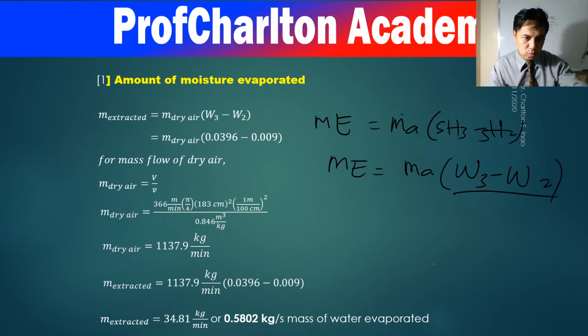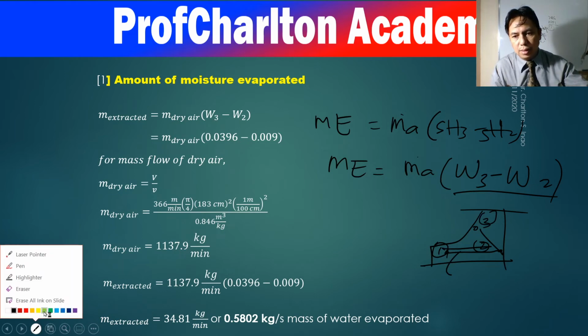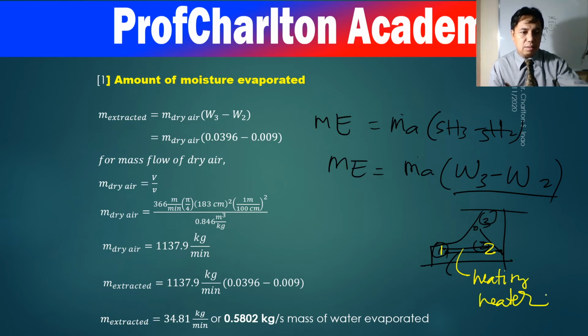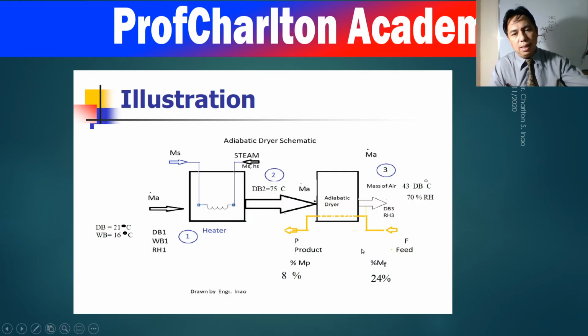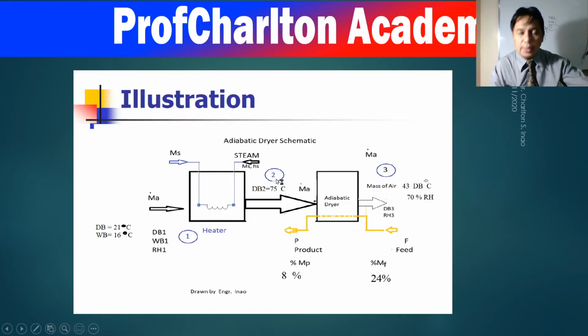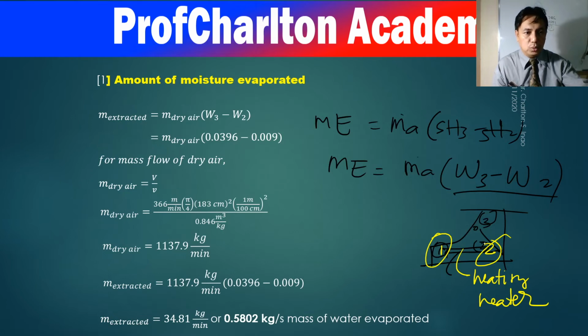Why 3 and why 2? So here is point 1, here is point 2, here is point 3. What happens in 1 to 2? You should always remember what is the process involved in every point. 1 to 2, this is heating. That's why there's a heater, right? Let me go back to our adiabatic schematic. A heater, 1 to 2, right? Let me go back to my drawing. Heater, 1 to 2. Then 2 to 3.